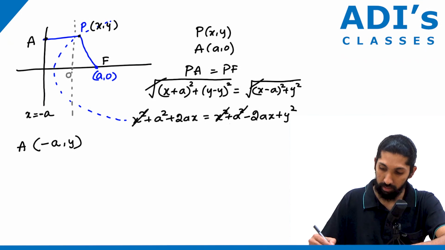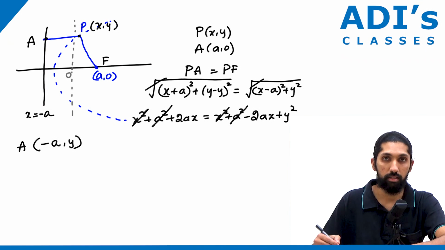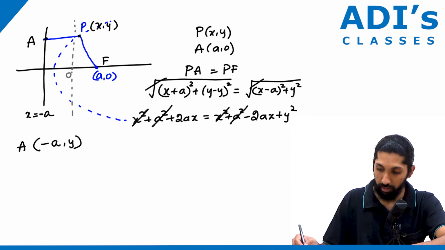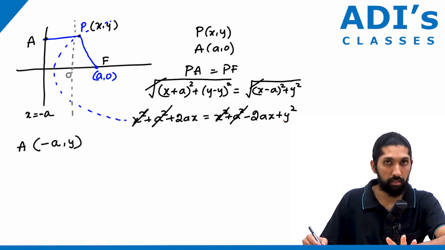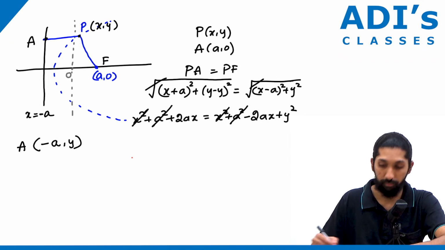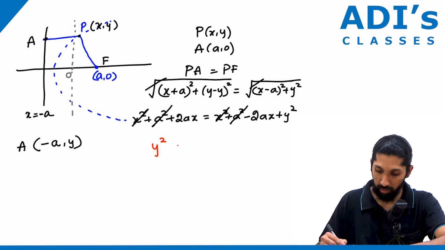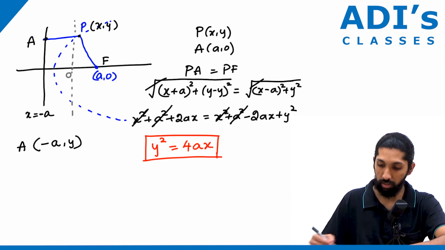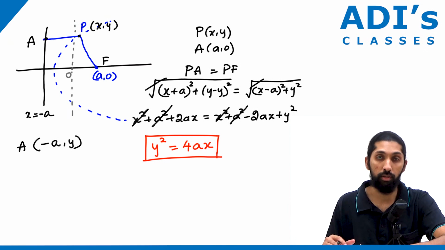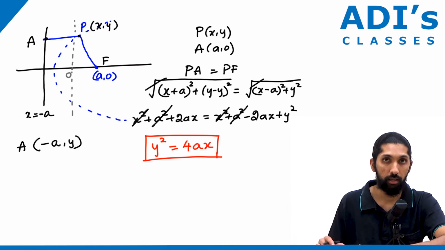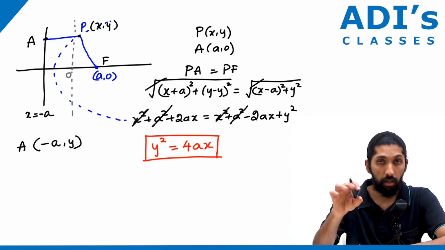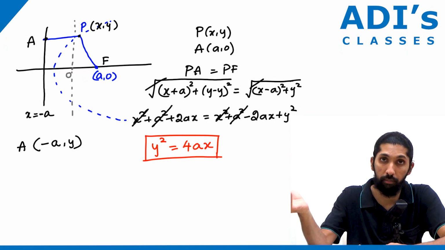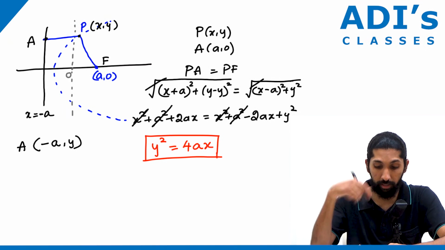x square cancels, a square cancels. Now what do you get here? y square is the subject. Make y square the subject of the formula. You get y square is equal to 4ax. So y square is equal to 4ax is the equation of a parabola. Okay. Now this is the equation of a parabola, but that too, this is a right opening parabola. If you look at this, it's a right opening.